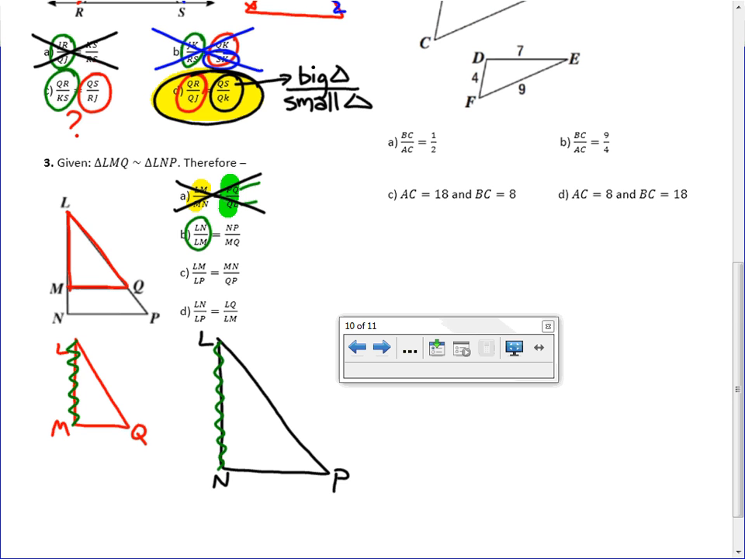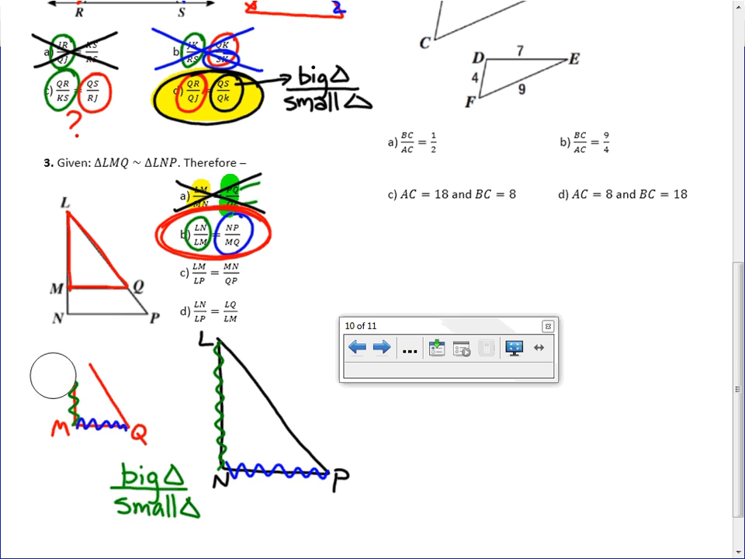We're going from the bigger triangle over the small triangle. So let's see if the next ratio does that as well. N to P, bigger triangle, to M to Q, smaller triangle. Ooh, I like this one a lot. I really do like this one. I'm wondering if this is the answer. Okay, so let's make sure that none of the others make sense.